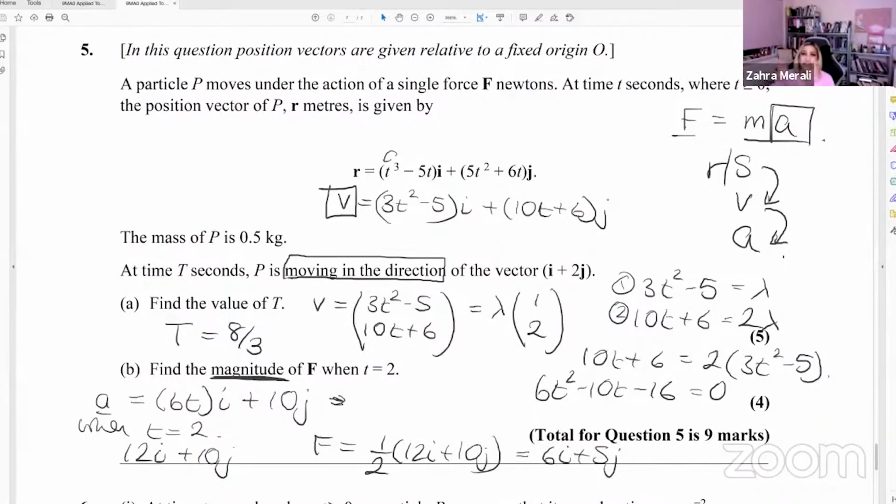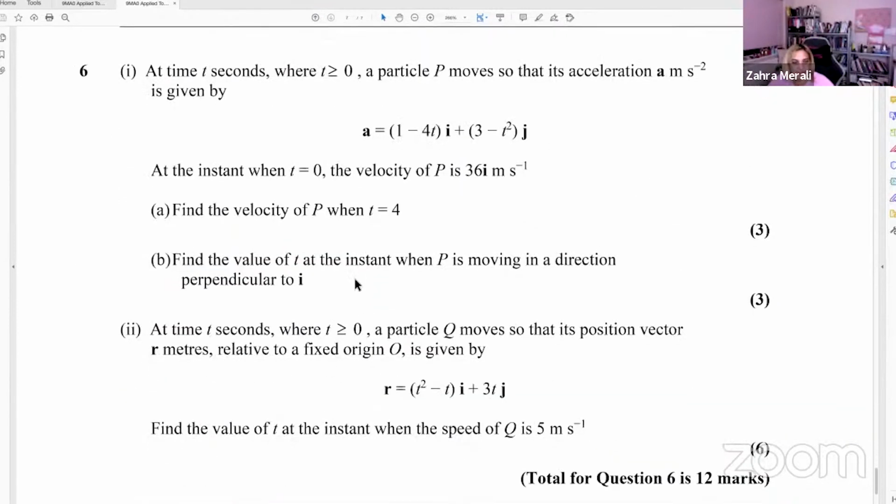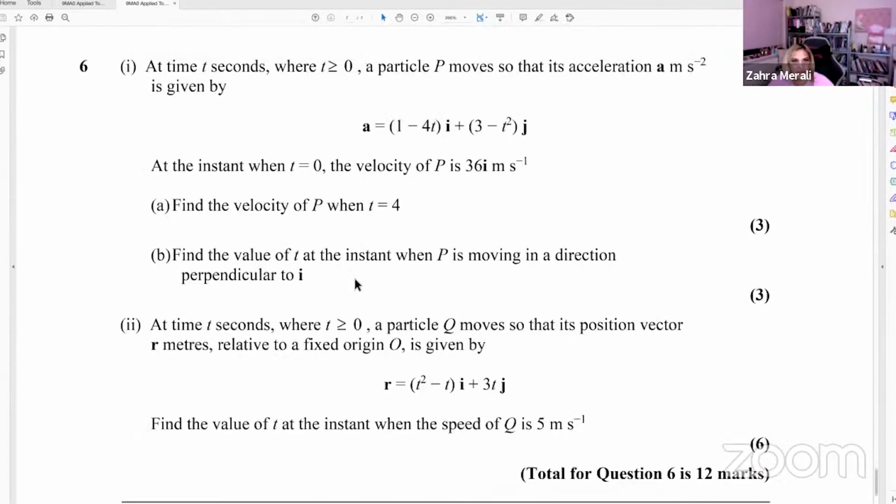Be really careful. When you see the word magnitude, underline it so you don't forget it. So magnitude is going to be the square root of 6 squared plus 5 squared, which is the square root of 61, which gives us 7.81 newtons. Okay, next. This is the last question here. Got it? That's it. Okay.